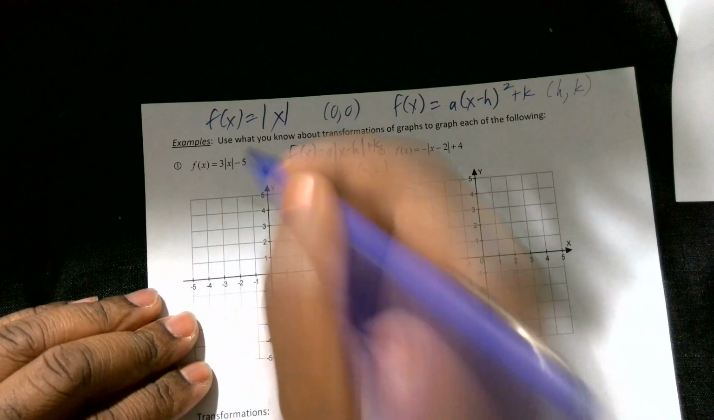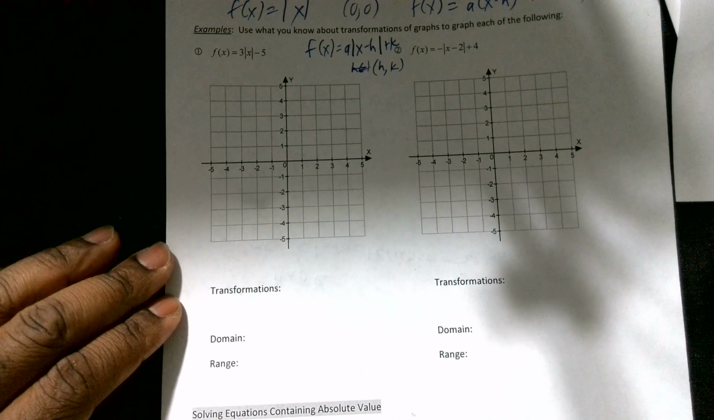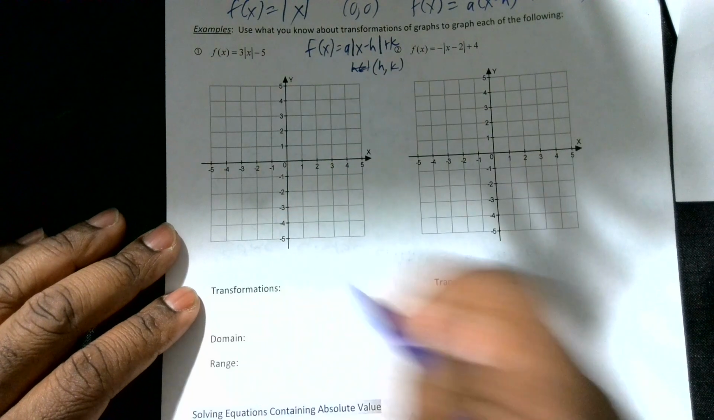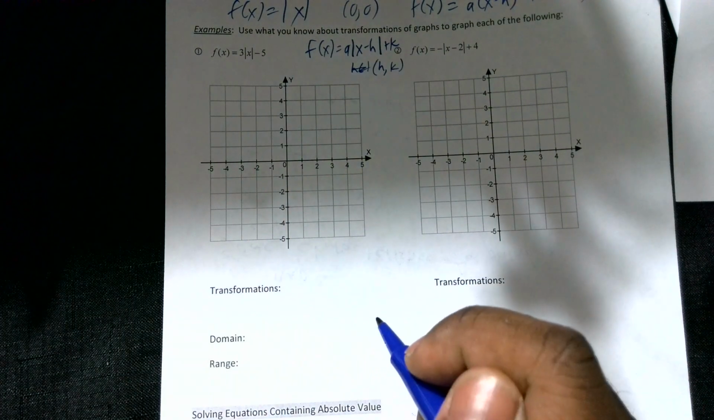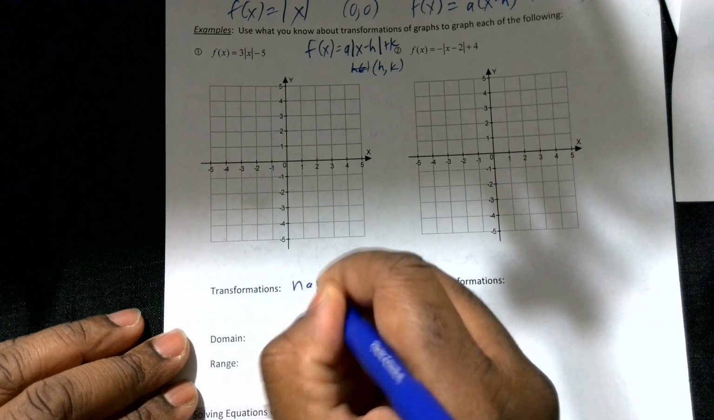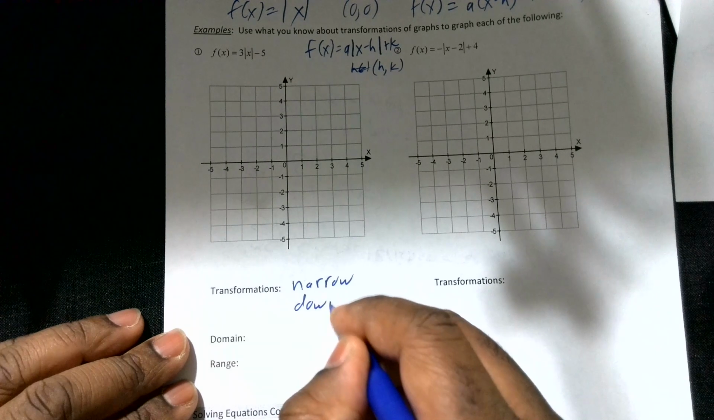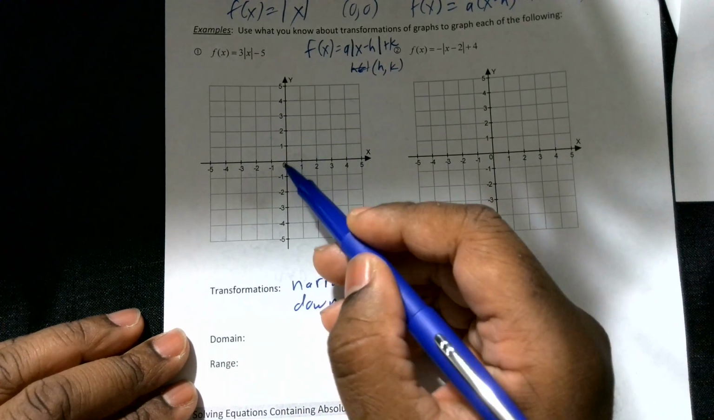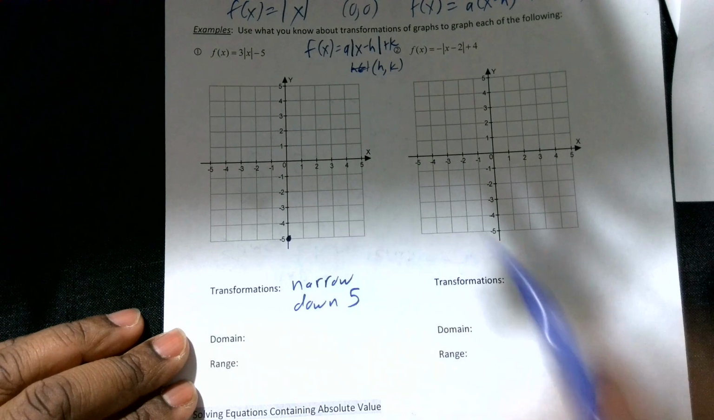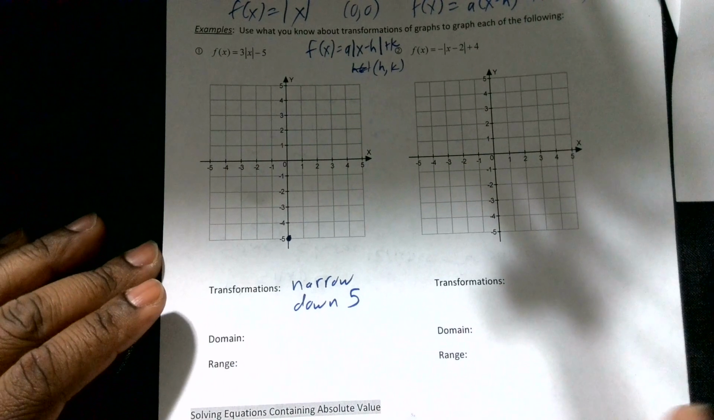Okay, so now we come here. Now we look here at our transformation. Now we know our initial point is 0, 0. We know that this point is going to narrow, or we could say stretch, and then it's going to go down 5. So if we are here at 0, we will go down 5 to negative 5. And then now we can plot some points here.